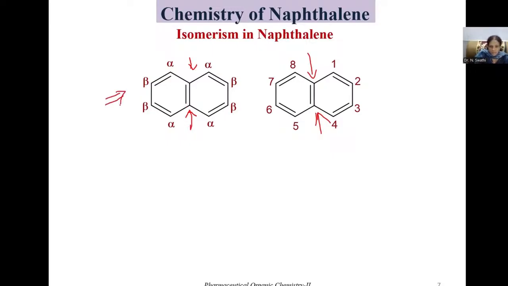If you look at the first structure, I have given alpha beta nomenclature. Here two different positions exist in the structure of naphthalene, and these two positions are differentiated as alpha position and beta position.